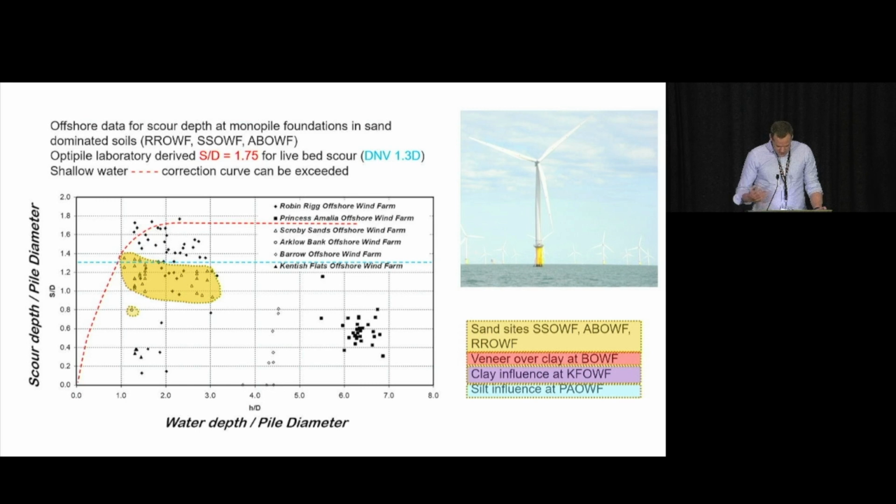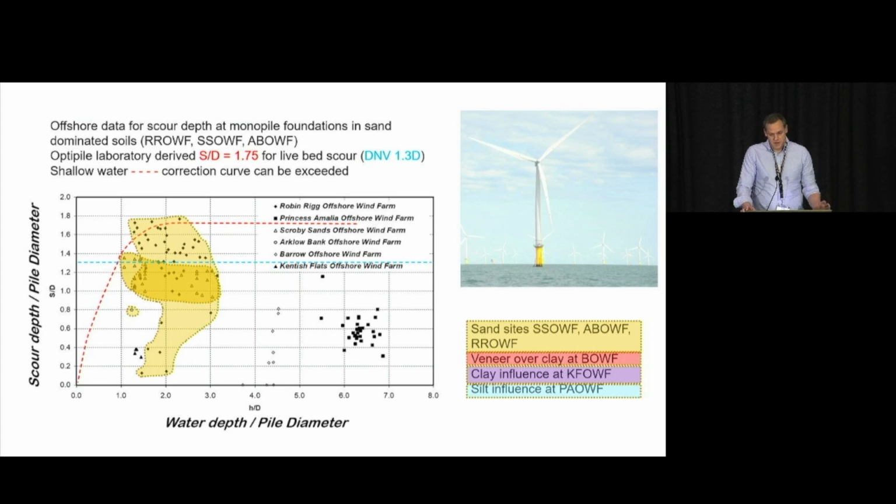Then there was some additional data here for Arklow Bank, just one data point, also well below that blue dashed line. And then we have a whole heap of data here that came in for Robin Rigg. And this data set is quite spread and goes above the blue line. We have data points that are quite low.